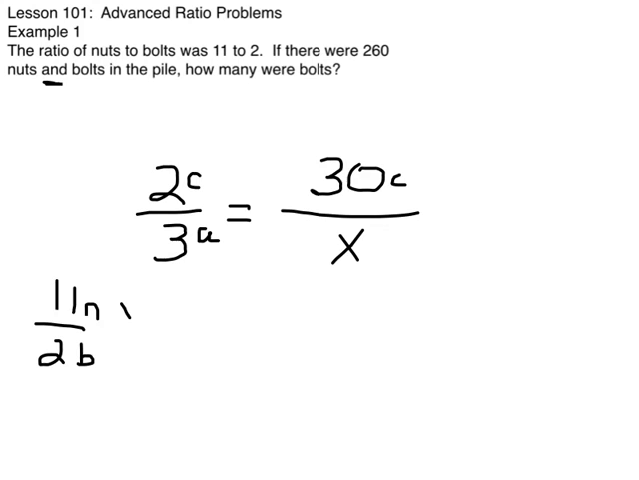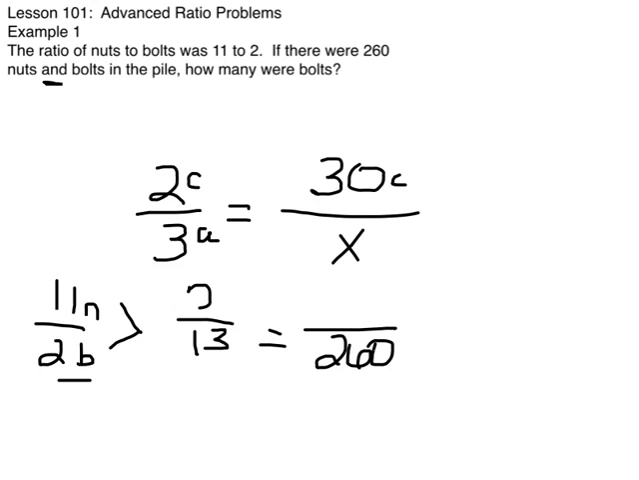Therefore, we need a total of the ratio. So we add 11 plus 2 is 13. That's our total. And it's going to correspond to the 260 that are in the pile. 13 is the total ratio number, and 260 is the total actual number in the pile. All right, so it's asking us how many were bolts. So we need to put the 2. So 2 out of 13, the total, is how many out of a total of 260. So X is what we're looking for here. And then you solve it.